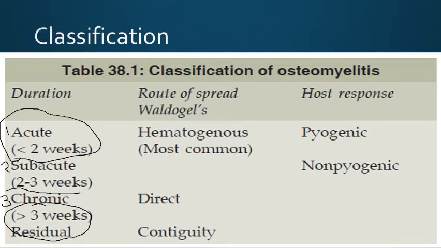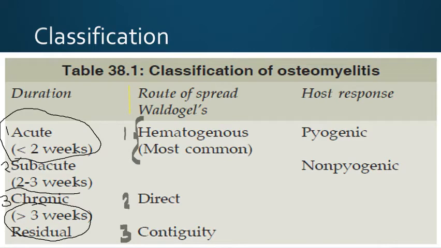It can also be classified according to the route of the spread. There are three different routes of spread that are possible. First is hematogenous, second is direct, and third is contiguity. Hematogenous spread means the infection has spread through the blood supply. So you have an infection somewhere else, like the patient can have an infection of the lungs or any other infection in the body that spreads to the bone through the blood supply.